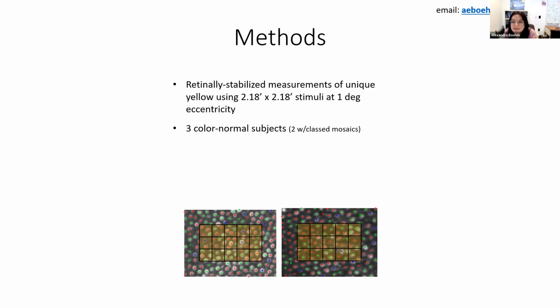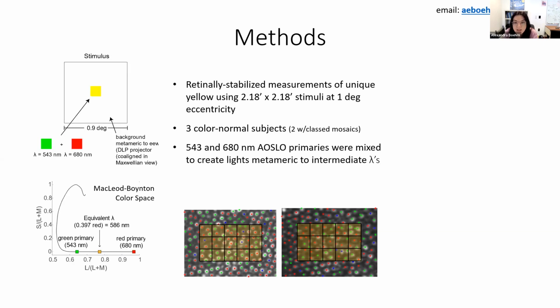And our experiments included 3 color normal subjects, 2 of which have classified cone mosaics from our friends at the University of Washington, and 1 subject whose cone types are still unknown, though we're hoping to have this data in the next couple of weeks. So to measure unique yellow, we adjusted the intensities of the 2 primary lights in our AOSLO systems. These were 543 and 680 nanometers. And unique yellow was defined as the dominant wavelength that's metameric to the stimulus mixture.